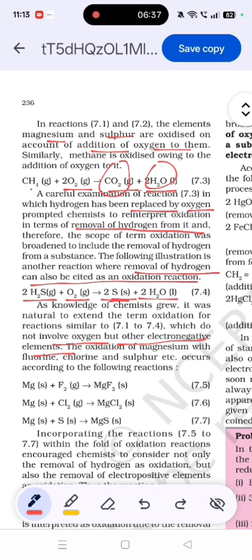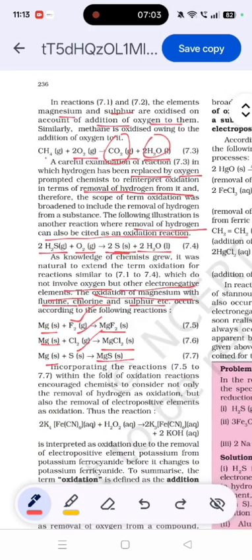When there is no oxygen and hydrogen but other electronegative elements, how does oxidation happen? That is what we are going to see. Oxidation of magnesium with fluorine, chlorine, sulfur. See, fluorine, chlorine and sulfur are electronegative elements and they react with magnesium to form their respective products like magnesium fluoride, magnesium chloride, magnesium sulfide respectively.